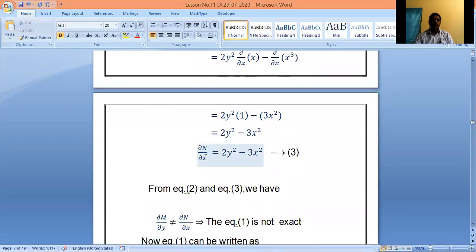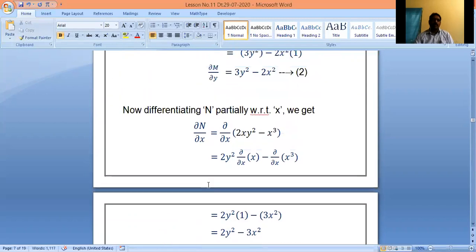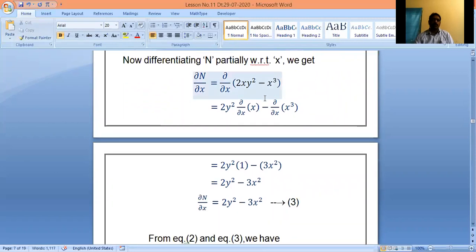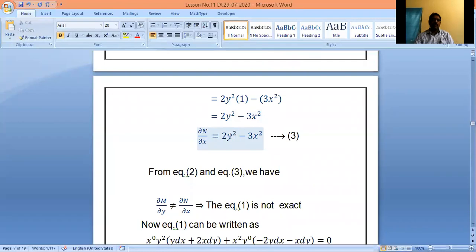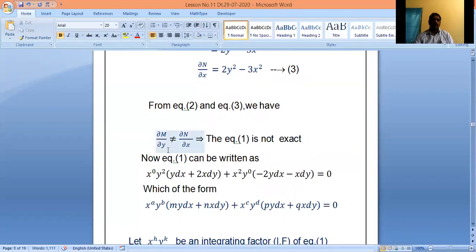Therefore, ∂N/∂x is equal to 2y² − 3x². Let this equation be 3. From equation 2 and equation 3, we have ∂M/∂y is not equal to ∂N/∂x. That implies equation 1 is not exact.